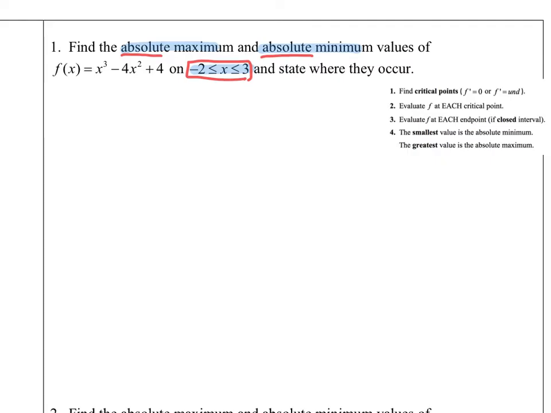Step number 1 says find critical points, which is where f prime equals 0. So I'm going to take the derivative of f and set it equal to 0 and then solve. When I have a quadratic, I'm going to factor. So I'm going to factor out my common factor of x and then set each factor equal to 0. And that gives me 0 and 8/3.